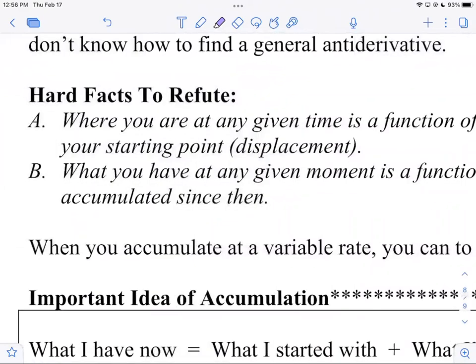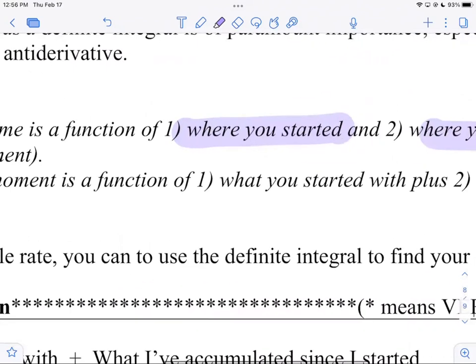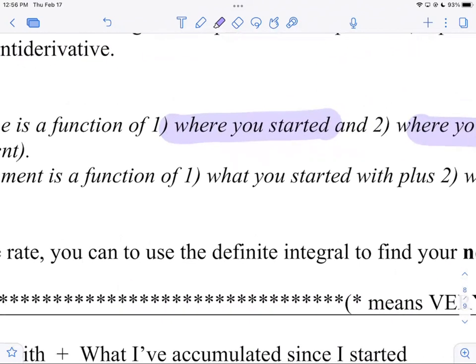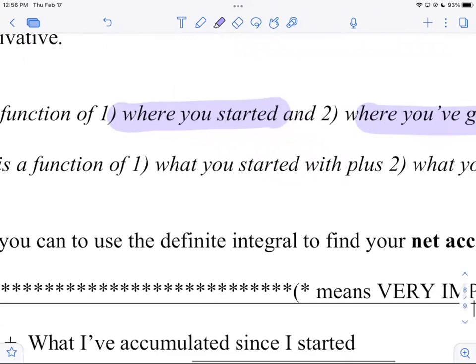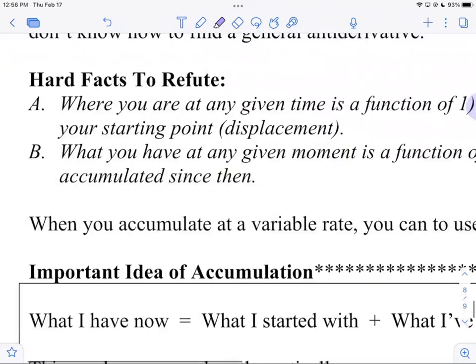All right, let's read this. Part B, come at me if you want to. What you have at any given moment, what you are in possession of, whether it's an iPad, frustration, or raw sewage, is a function of number one, what you started with, plus number two, what you have gained or lost, which we call accumulated since then.